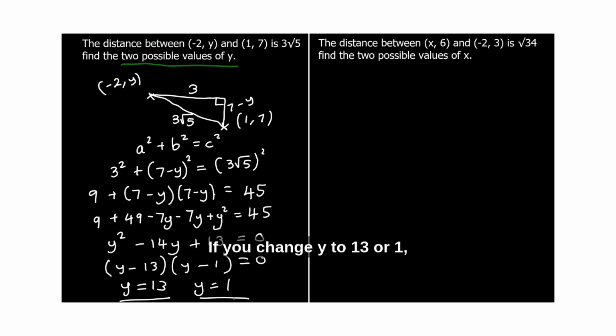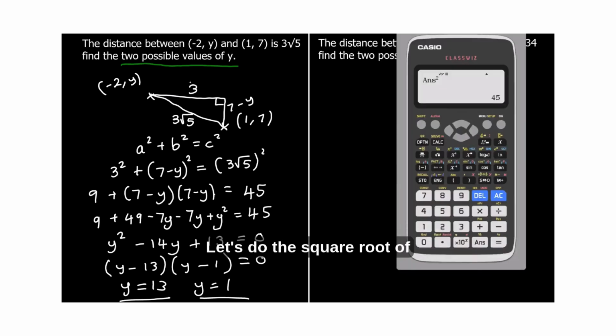And you can check your answer. If you change y to 13 or 1, you can see you're going to get a 6 here. So 7 take away 1 is 6, and 7 take away 13 is negative 6. And then you'll have 3 squared. Let's do the square root of 3 squared plus either 6 or negative 6. If I do negative 6, I'm going to put it inside a bracket. And you get 3 root 5.